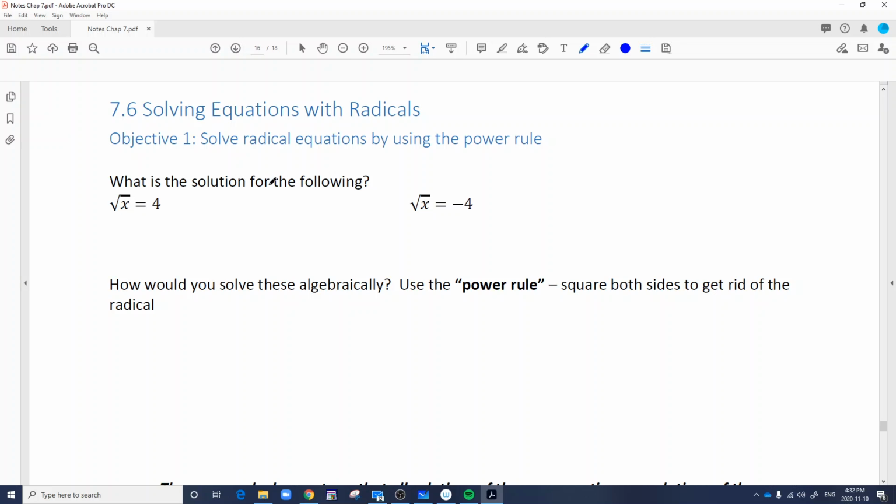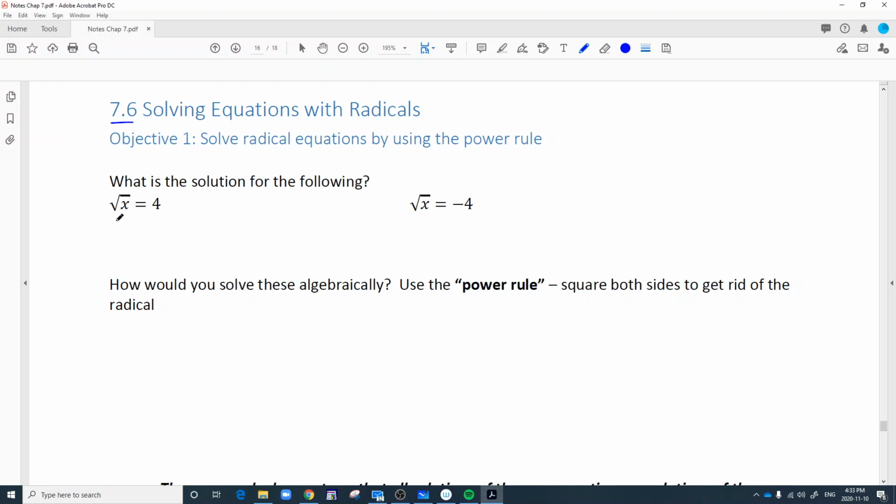So we've reached the end of chapter 7. Section 7.6 is the last section that we will be covering. We are going to move on from simplifying radical expressions to solving radical equations. Before we go on to solving these algebraically, I want to remind you of what you're doing.